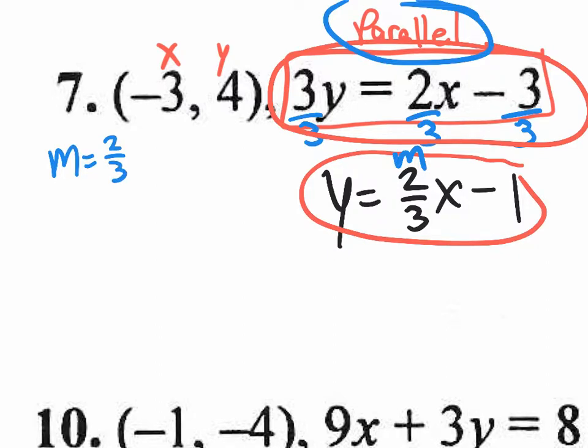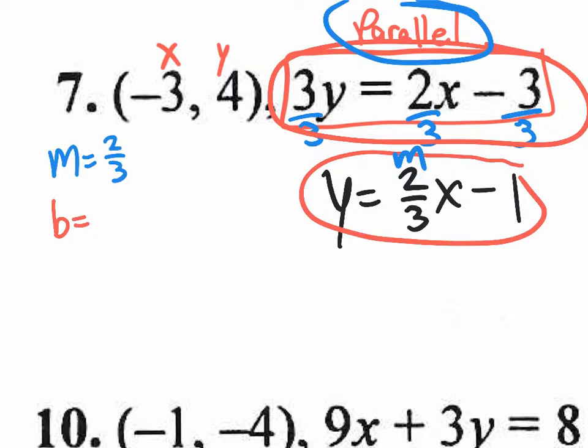Now we still need the b value. They want us to write it in y equals mx plus b form. So to get the b value out of there, you're going to plug it all into y equals mx plus b and solve for b like we did the last time, or you could use point slope form. It's totally up to you. I want to go with y equals mx plus b.